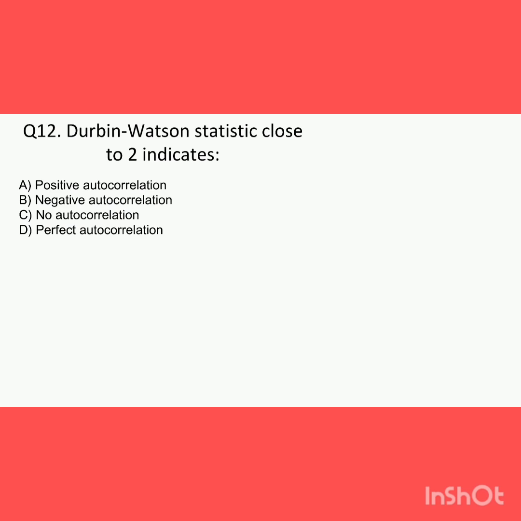Now question number 12. Durbin-Watson statistic close to 2 indicates option A, positive autocorrelation. B, negative autocorrelation. Option C, no autocorrelation. Option D, perfect autocorrelation.